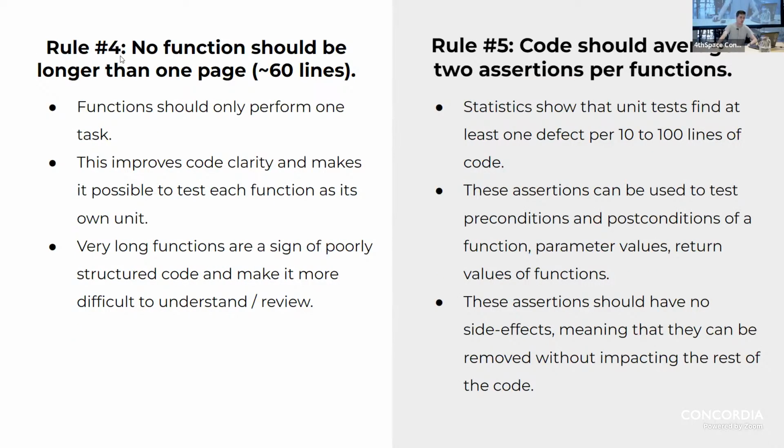Fourth rule, no function should be longer than one printed page, which is approximately 60 lines of code. There are a few reasons why we want to do this. First of all, it makes the code a lot more readable. It makes it possible to test every single function as its own unit, compared to having one large function that does many things. If you want to test a specific section of that, it becomes a lot more tricky. Also, as a general rule, functions should only perform one single task, the task that they're supposed to do.